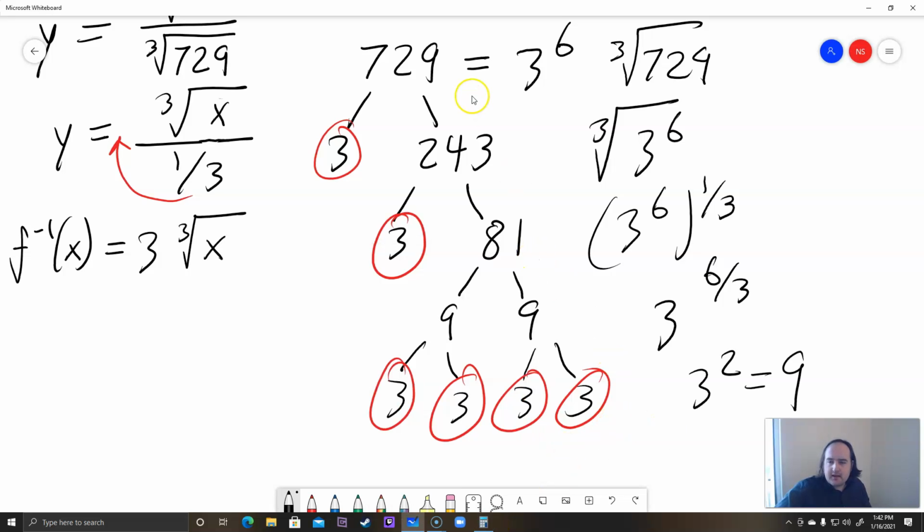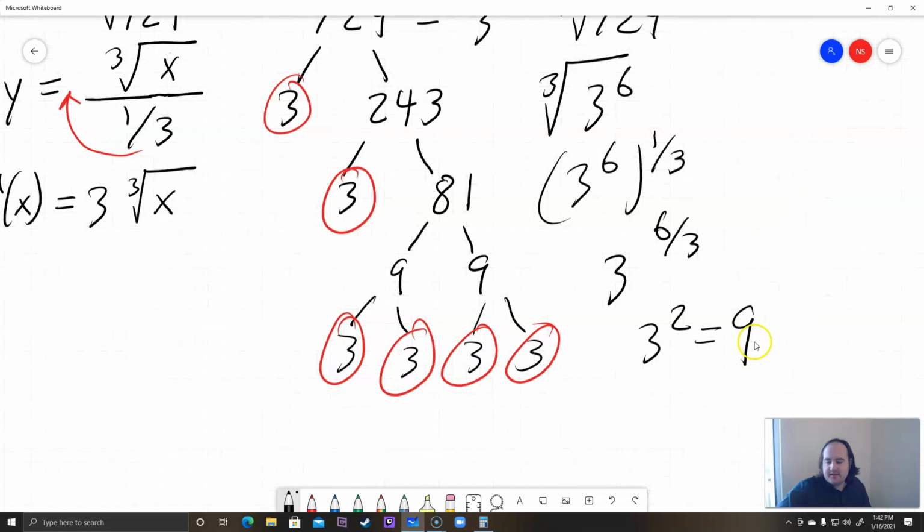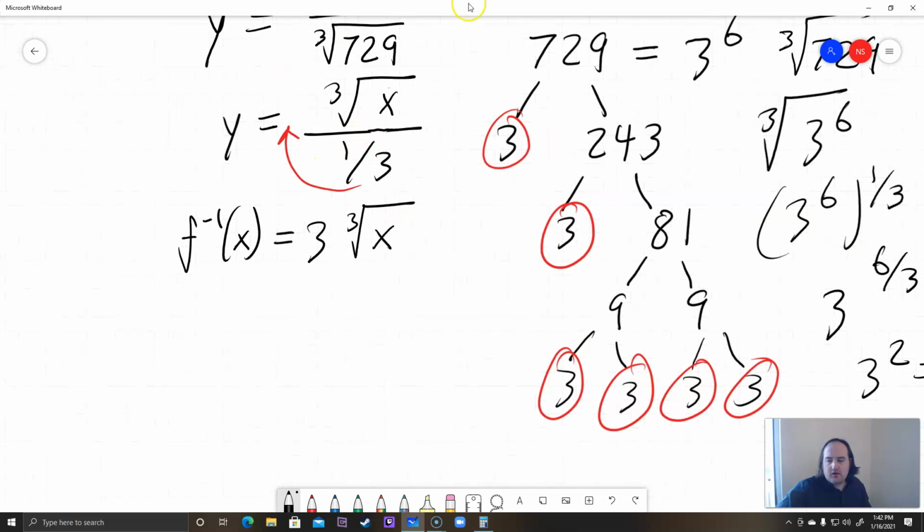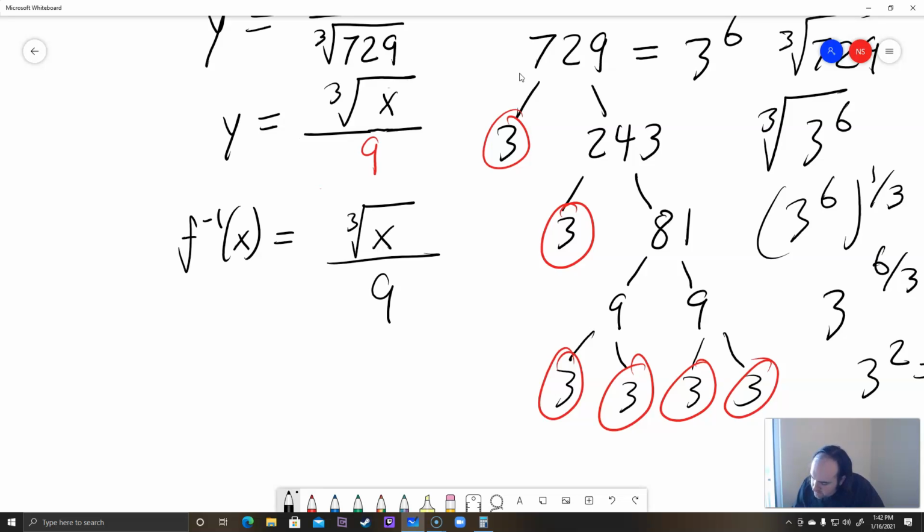Okay, so what we got here is either using a calculator or a factor tree like this and simplifying it, we're going to get that the cube root of 729 is actually 9. So I was wrong over here, but it's a good thing I checked it. So this cube root of 729 is actually 9. Okay, so we have a 9 down here. So now we have cube root of x over 9. That's kind of funny.